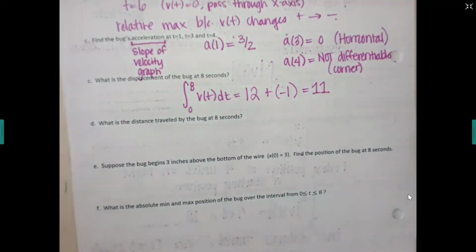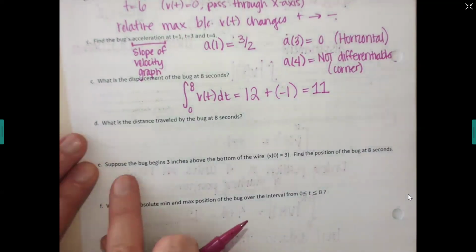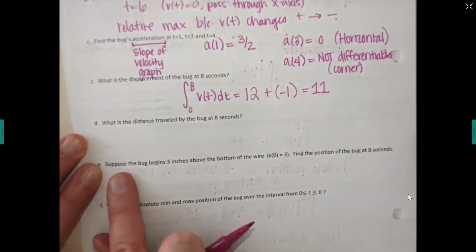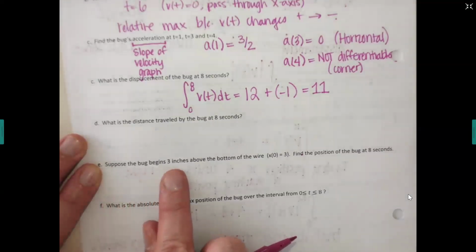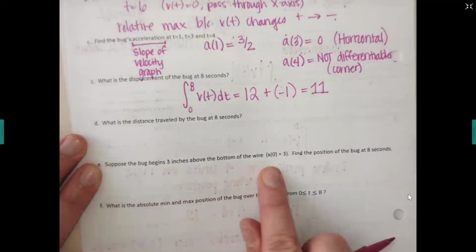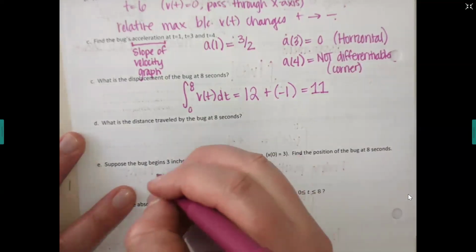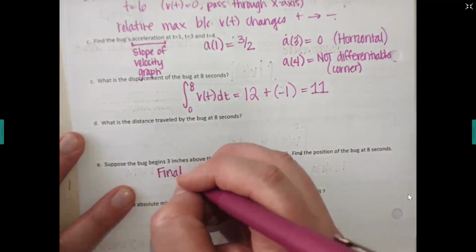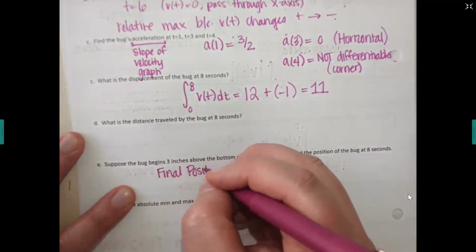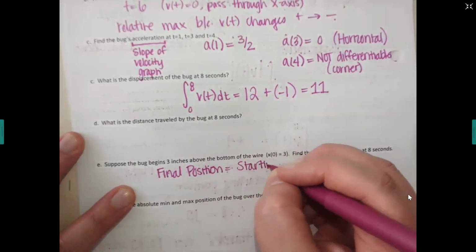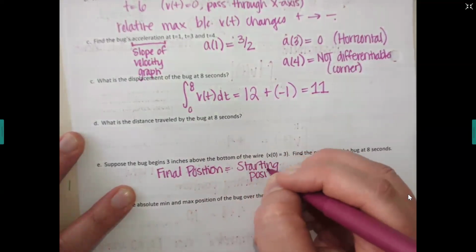Okay, we're going to come back to D, but go down to E. Let's say that I know where the bug started. Read right here. It says, suppose the bug begins 3 inches above the bottom of the wire. Find the position of the bug at 8 seconds. Okay, your final position, I want you to write this down, is going to equal your starting position plus your displacement.